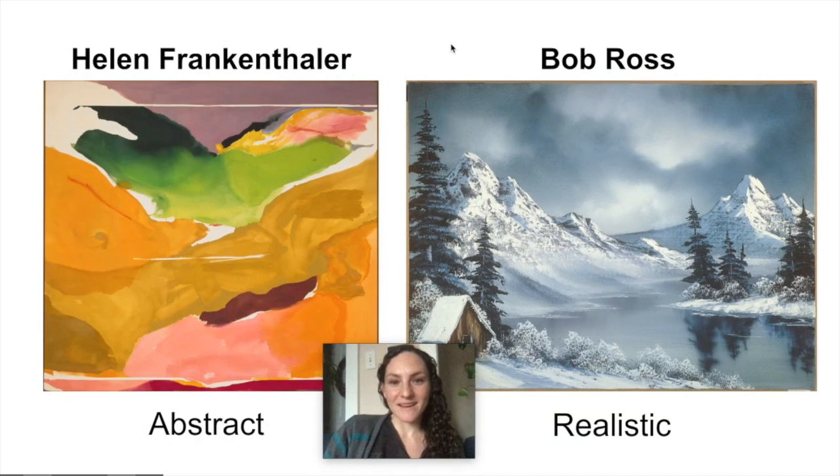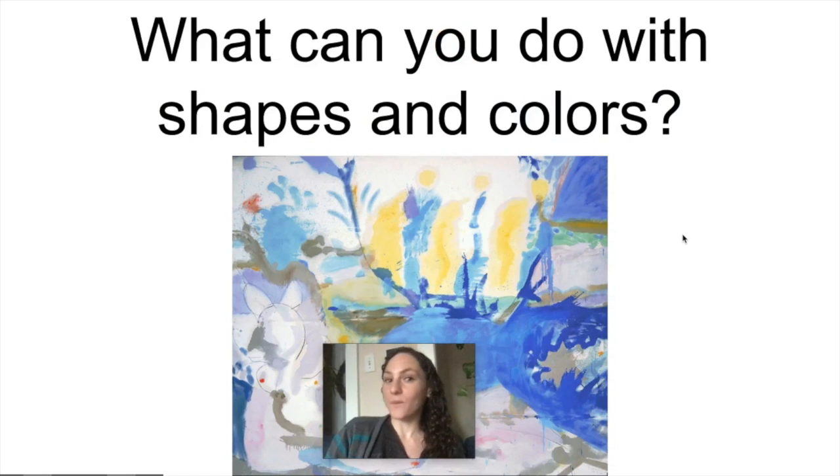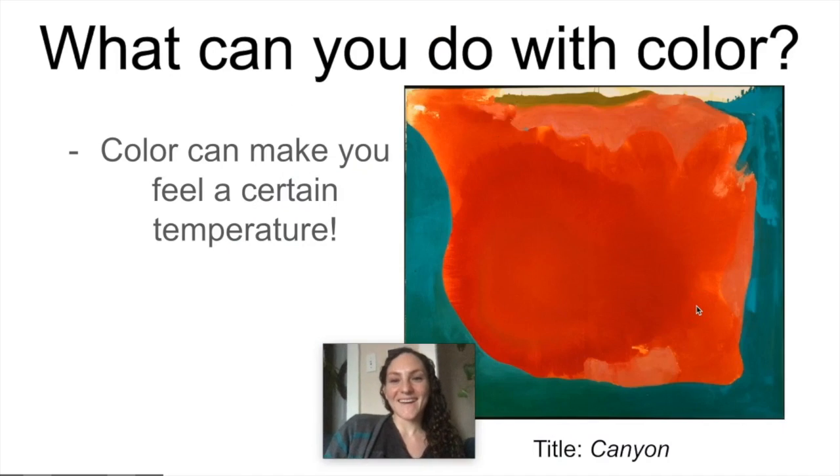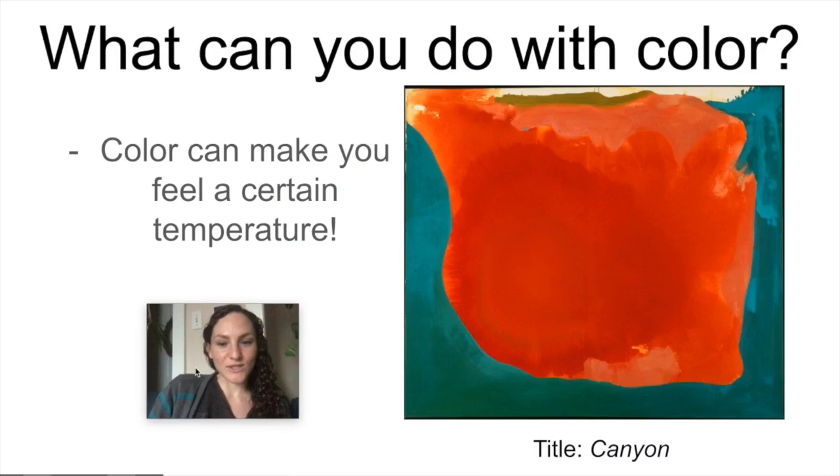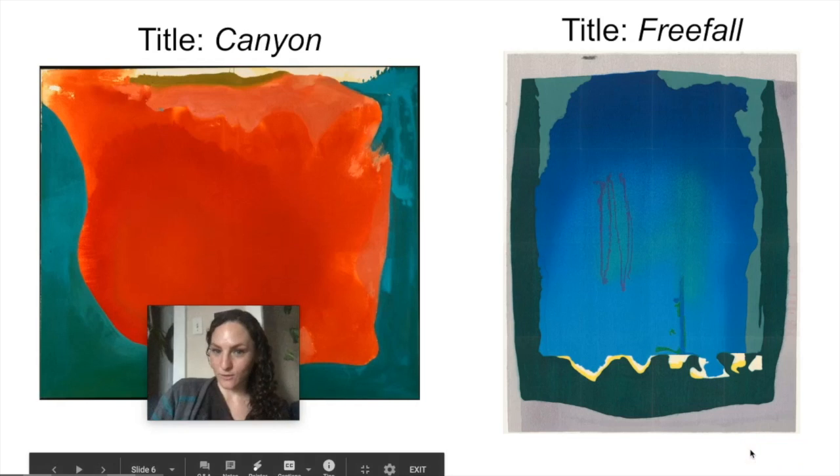We talked about what you can do with shapes and colors in our artwork. Now, this week, I want us to look at this artwork by Helen Frankenthaler called Canyon. And I want to talk about how color can make you feel a certain temperature. So in school, we'll talk about Canyon next to another painting by Helen Frankenthaler called Free Fall.